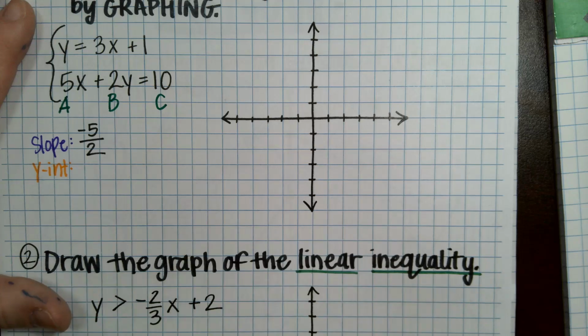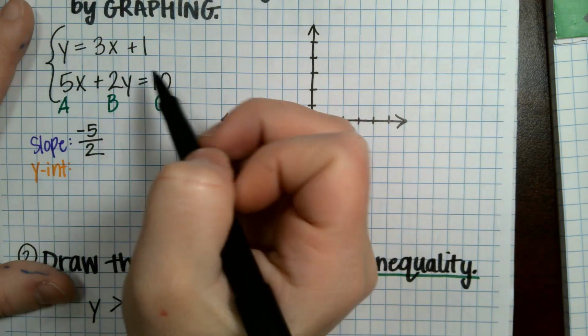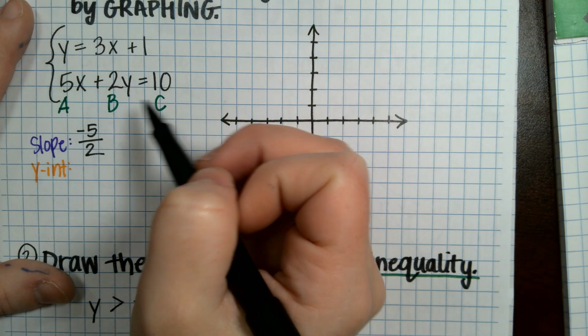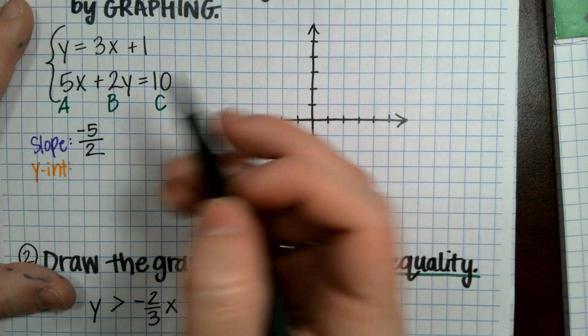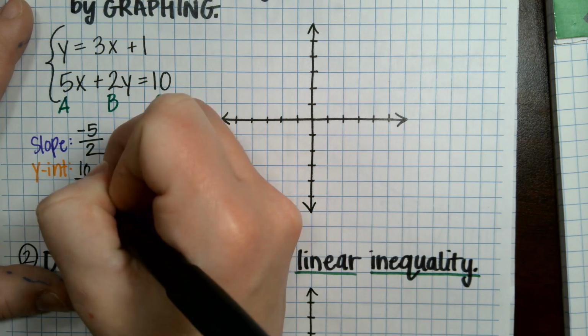All right, so we got our slope. And what's our y-intercept going to be? 10 divided by 2. Good. B or c over b. So 10 over 2, which is 5.